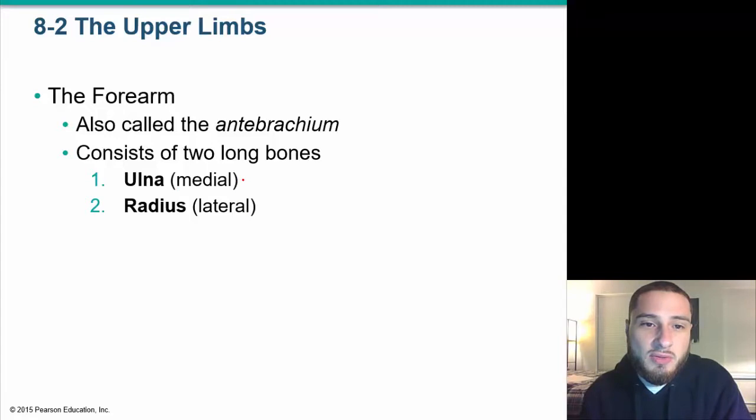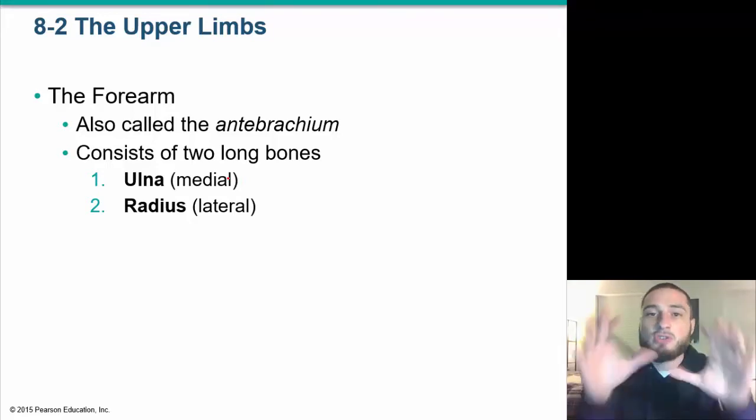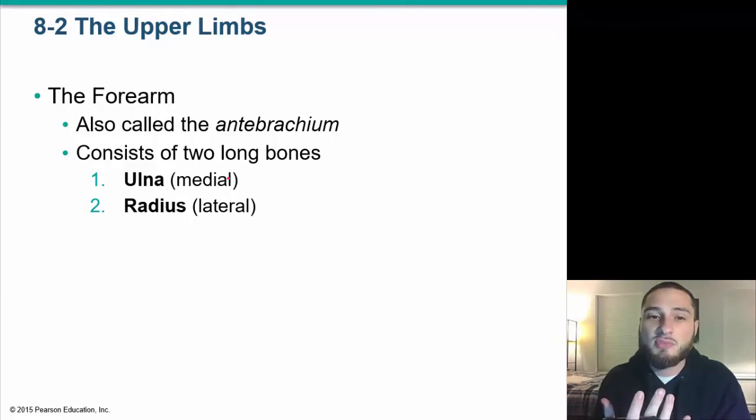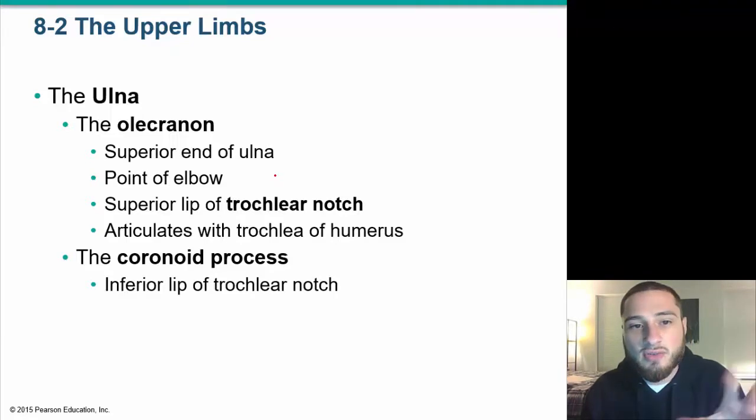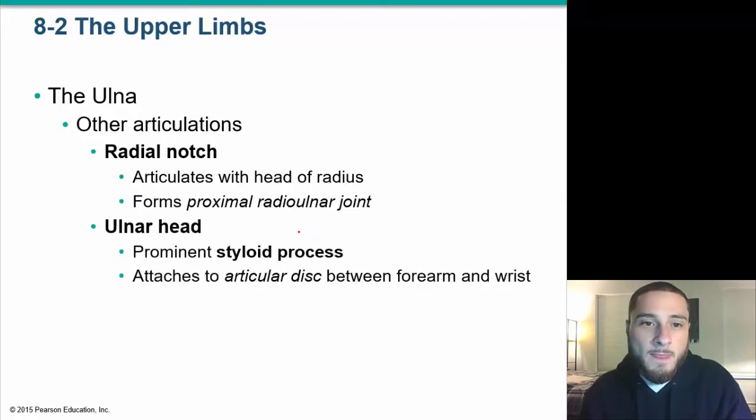Remember, ulna is going to be medial. Okay, I like to think of it as the pinky side because you can kind of twist your hand around. So one time it's medial, another time it's lateral. But when you think about it, it's always going to be on your pinky side, and your radius is always going to be on your thumb side. The ulna has that olecranon that's going to lock into that olecranon fossa. And the forearm flexes, the coronoid process enters the coronoid fossa. You have the radial notch for that radial nerve, and then the ulnar head has the styloid process to it, attached for the articular disc between the forearm and the wrist.